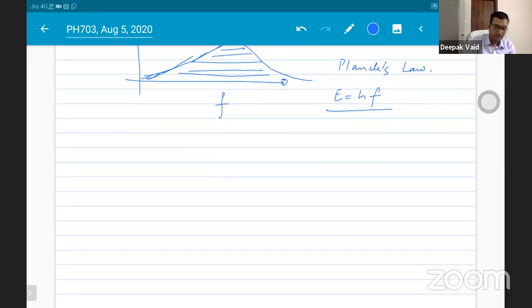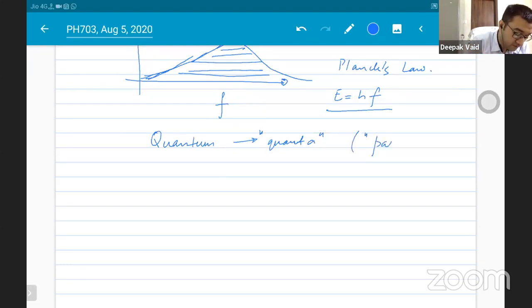So this was the first beginning of quantum theory. The word quantum comes from the Latin word quanta. And as you know, quantity means amount of something, right? So quanta is like a packet. It's like an amount of something. So we would also call this a packet of energy.